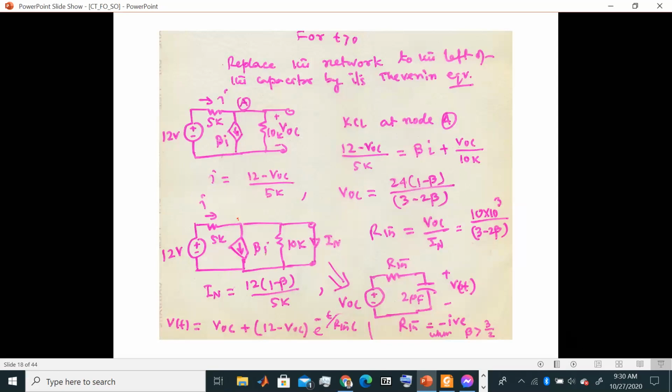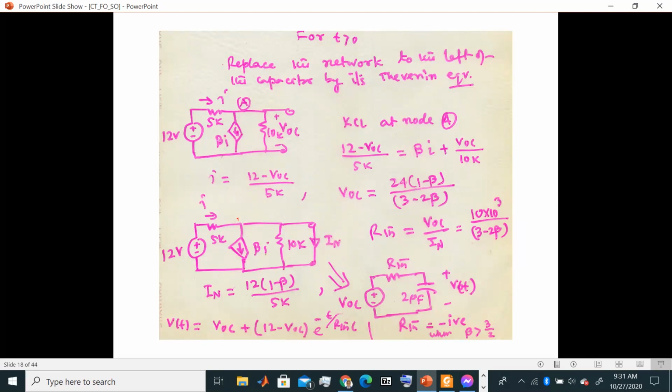Where we have seen that your output for a first order system can be written as y infinity plus y0 minus y infinity into e to the power minus t divided by time constant, isn't it? Yes, sir. Okay, that equation can be used. The next step will be, after closing the switch, you have to disconnect your capacitor. Then you replace the rest of the network by its Thevenin equivalent. Then you again insert your capacitor, then proceed with your solution, okay? Yes, sir.